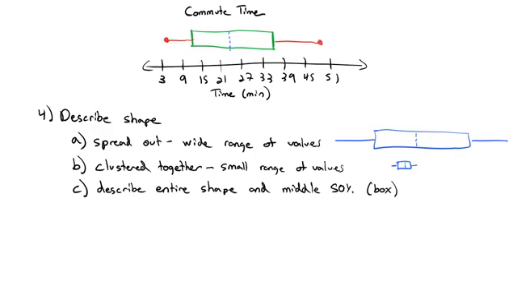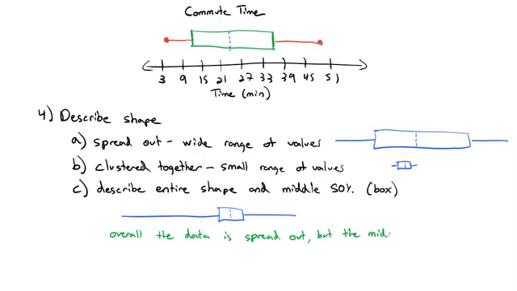For example, I could have a box plot that looks like this. And we could say, overall, the data is spread out. But the middle 50% is clustered together, because the box is small compared to the rest of the data.